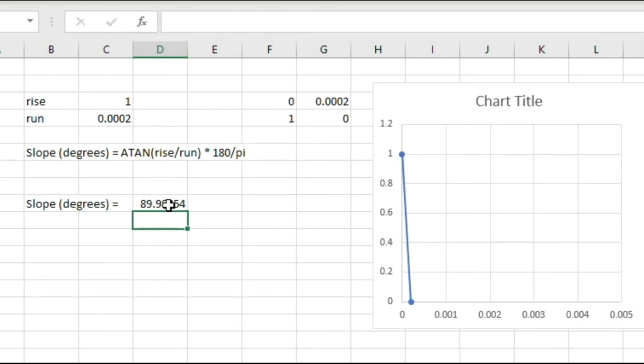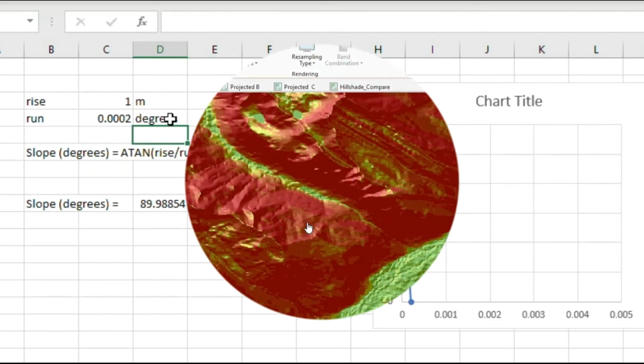A rise of 1 meter over something that is 2/10 of a millimeter wide, of course, is almost vertical. So the problem lies in the fact that we're mixing units. We're mixing right now meters with degrees, and that we must avoid. So therefore we shall never derive slope, or hillshade for that matter, from an elevation model that is in lat-long.